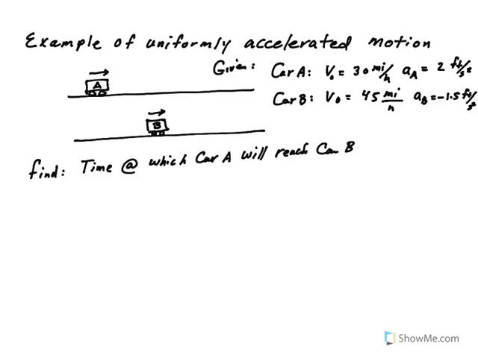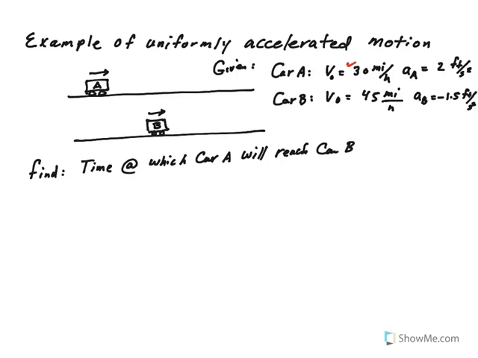Hello everybody, I'm here to show you an example of a rectilinear motion problem related to uniformly accelerated motion, in other words, constant acceleration. So here we have two cars, car A and car B, with the given initial velocity of car A being 30 miles per hour, and we have to do a conversion in a minute.